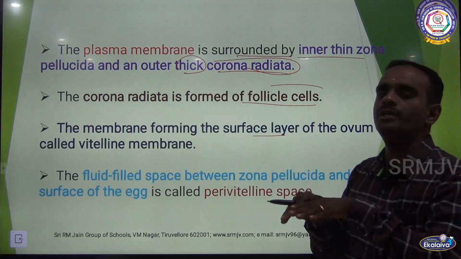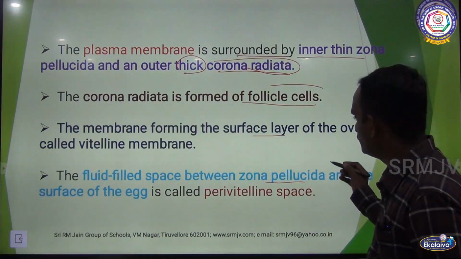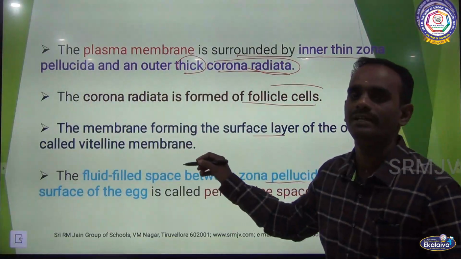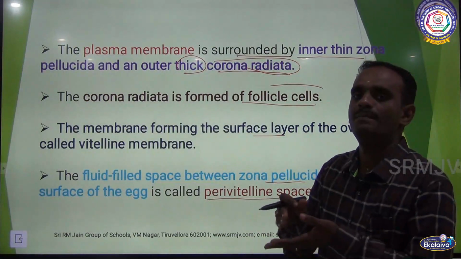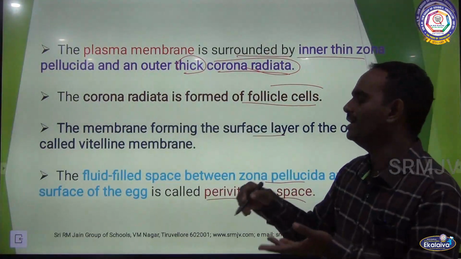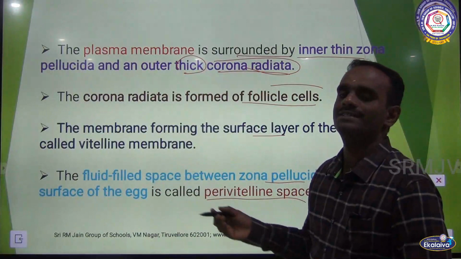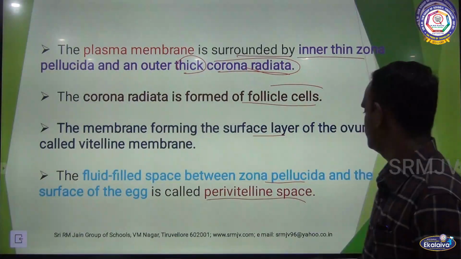There will be a fluid. The fluid filled space between zona pellucida and Vitalin membrane is called perivitalin space. The gap between the zona pellucida and the Vitalin membrane is filled with fluid, and it is called perivitalin space. Clear, children?